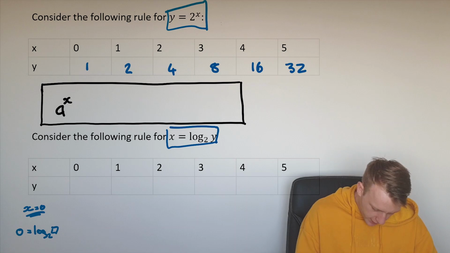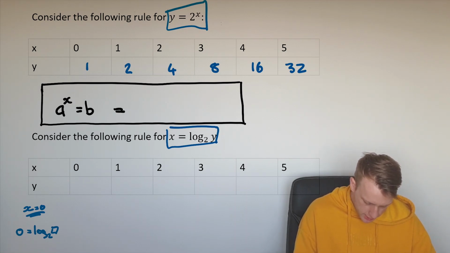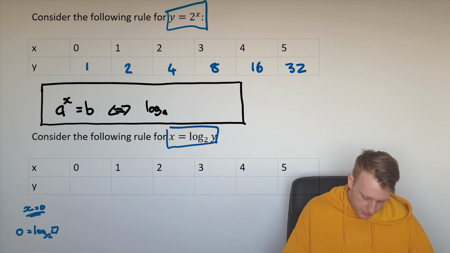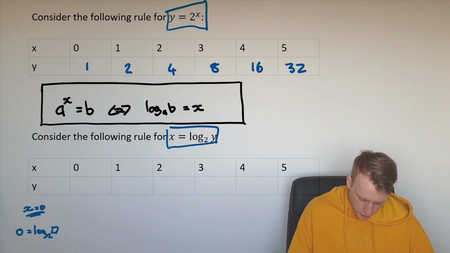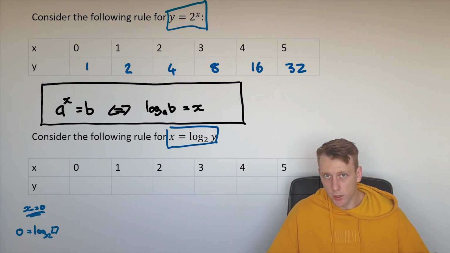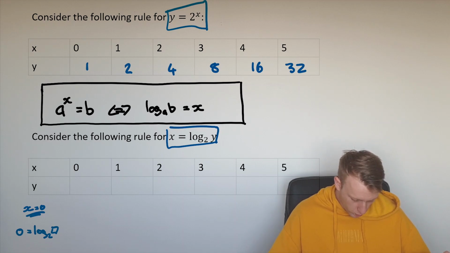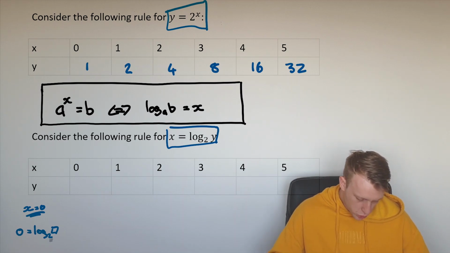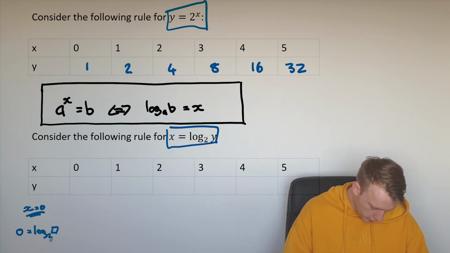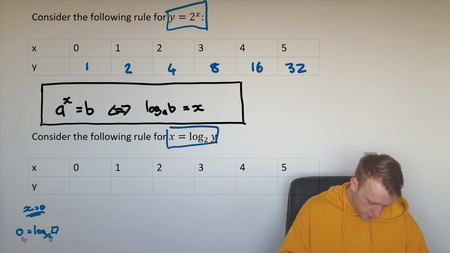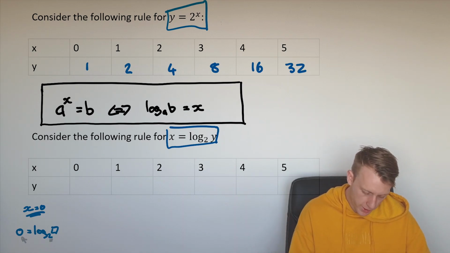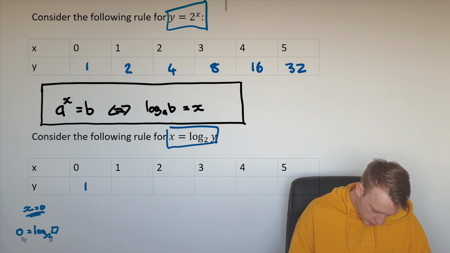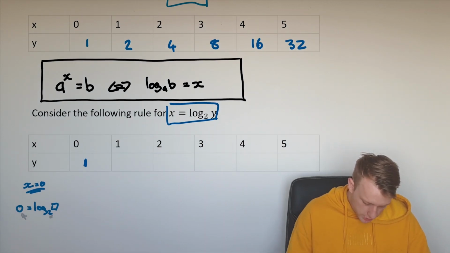If you've got a to the power of x being equal to b, the equivalence of this, and it goes both ways, is that you can take log base a of b being equal to x. So another way to think of it or reframe it is that you say, well, 2, which is my base number here, 2 to the power of 0 equals what? Well, 2 to the power of 0 is 1. I'll do that in blue. Is 1. And then you can consider it x being equal to 1.